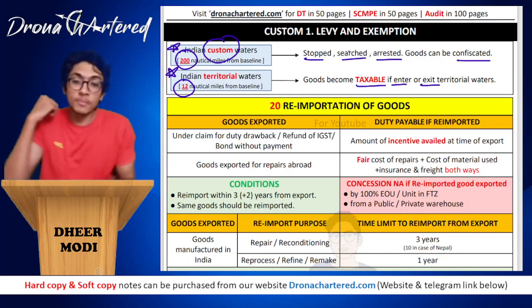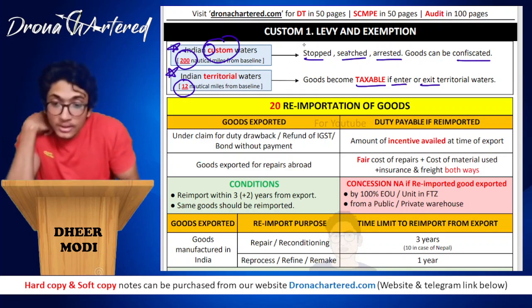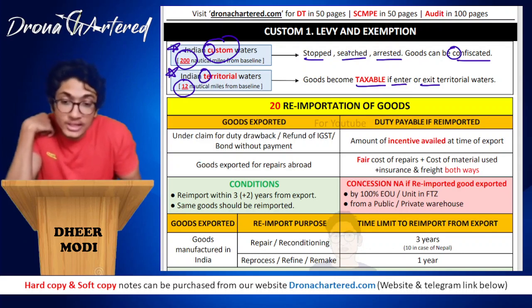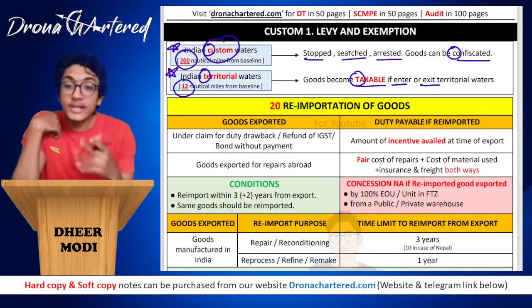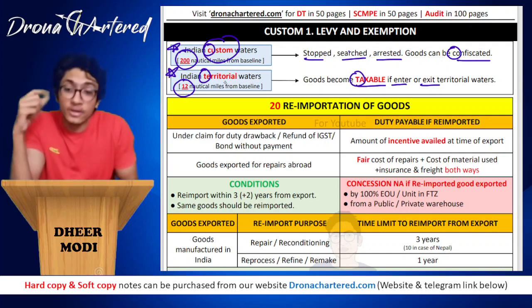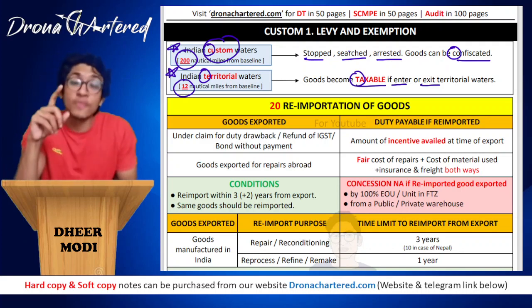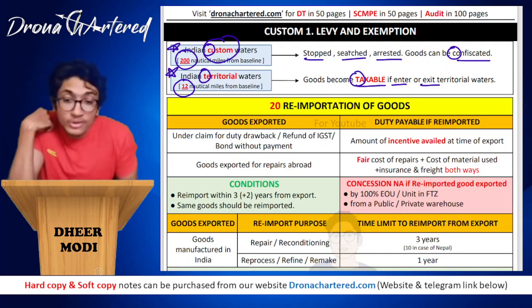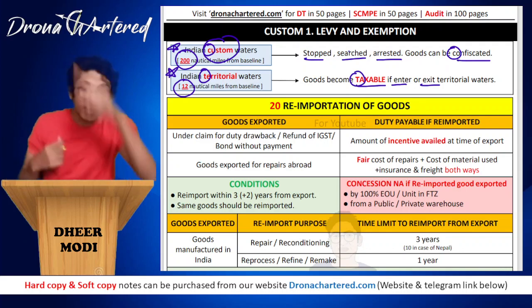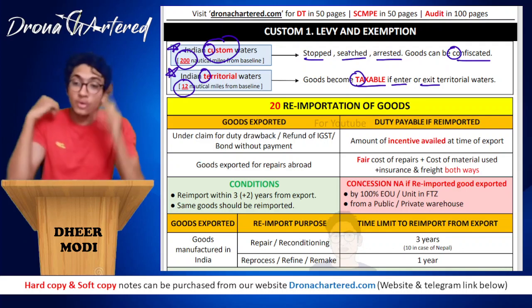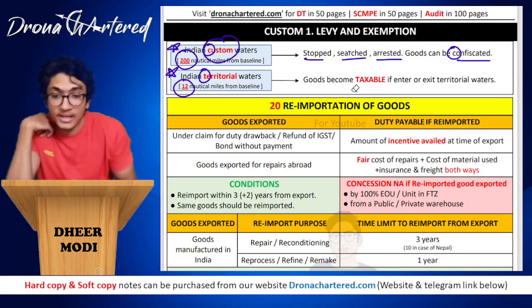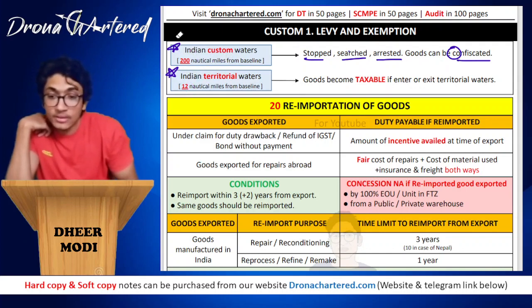So how will you remember this? C for custom, C for confiscated, T for territorial, T for taxable. So Indian territorial waters, T for territorial, T for 12, and T for taxable. Goods become taxable if they enter or exit the territorial waters. Only then will your custom charges, your custom tax, be applicable.